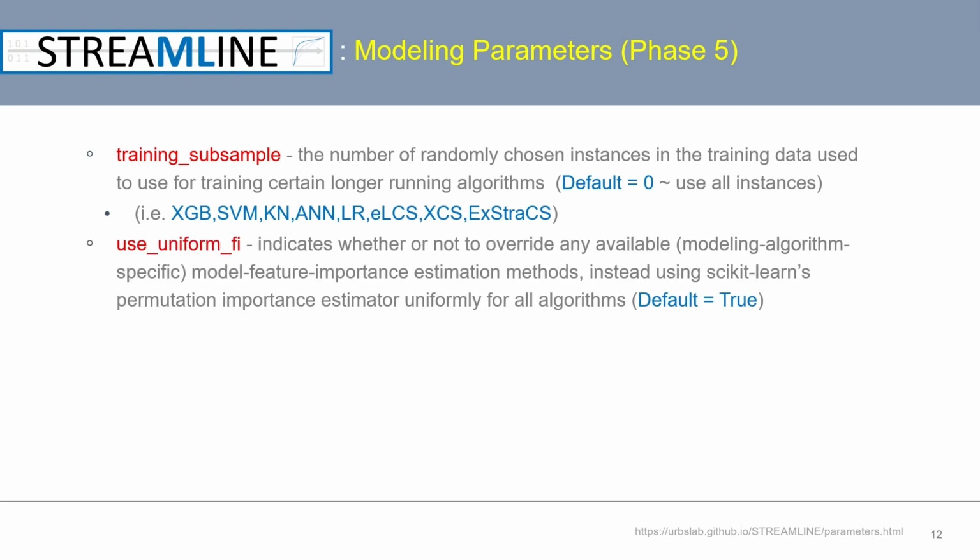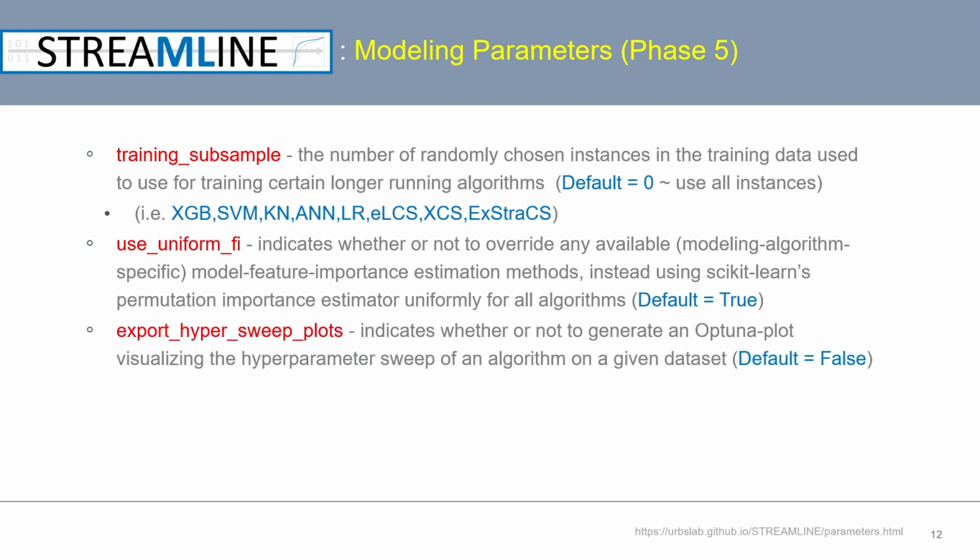UseInformFI indicates whether or not to override any available modeling algorithm-specific model feature importance estimation methods, instead using scikit-learn's permutation importance estimator uniformly across all algorithms. This is set to true by default. Export hypersweep plots indicates whether or not to generate an Optuna plot visualizing the hyperparameter sweep of an algorithm on a given dataset. This parameter is false by default.